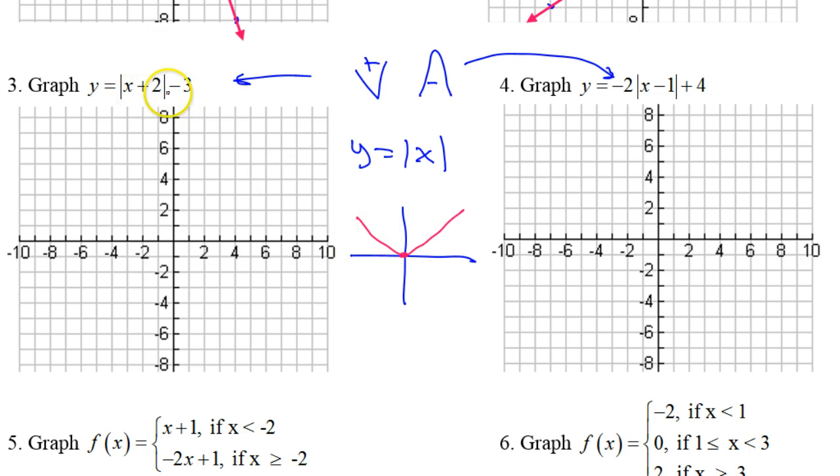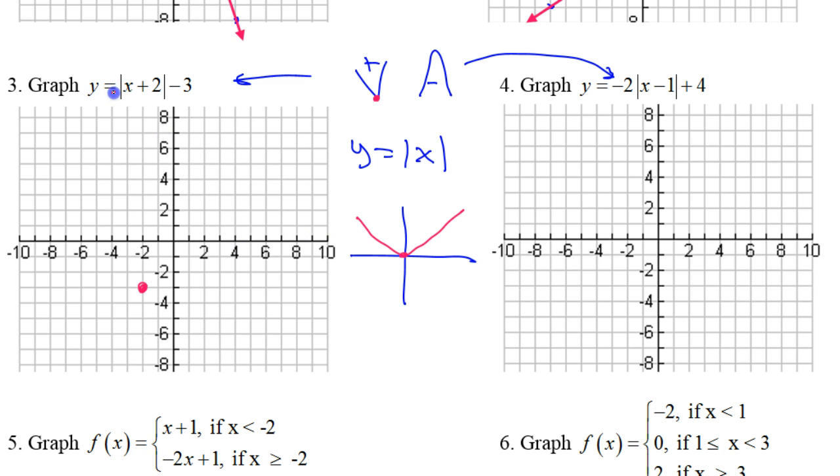But the +2 and the -3 will move this vertex. So the +2 will move us left 2, and the -3 will move us down 3. So I know that's the opposite of what this looks like. This one's normal. So left 2, down 3. So here we go. Left 2, down 3. This should be the vertex of this V, like that point right there.